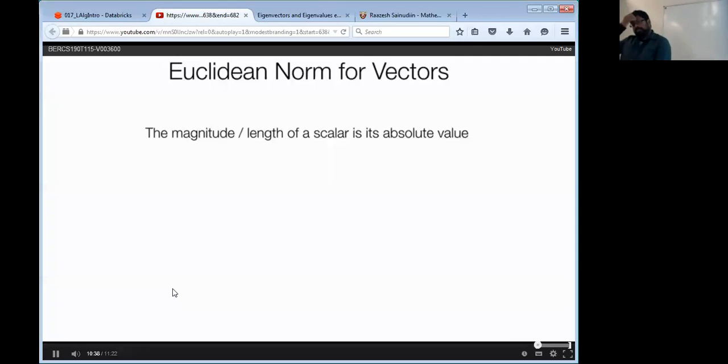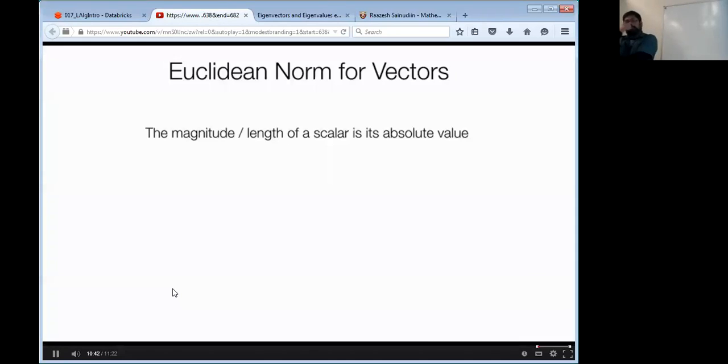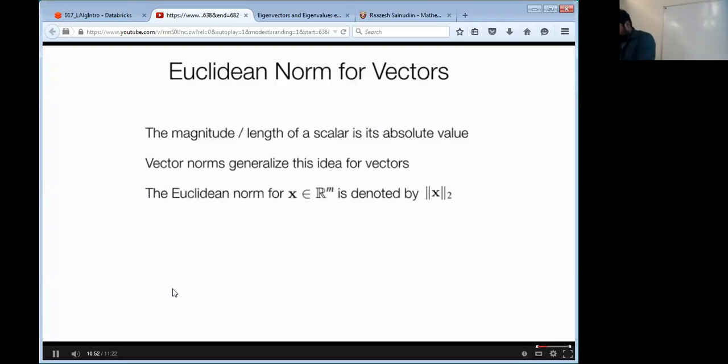Finally, let's talk about Euclidean norms for vectors. And again, this is the generalization of absolute value in the scalar setting. So in the scalar setting, the absolute value equals the magnitude or length of a number. Similarly, vector norms generalize this idea for vectors.